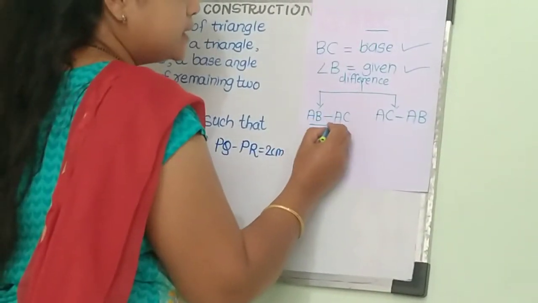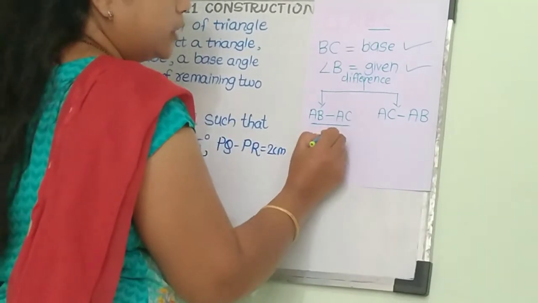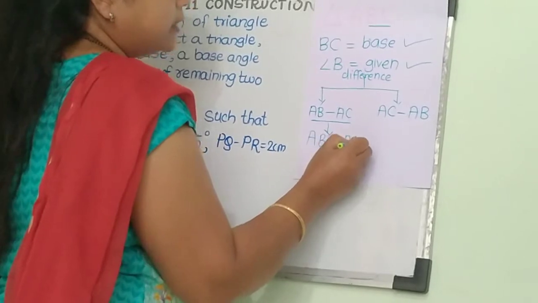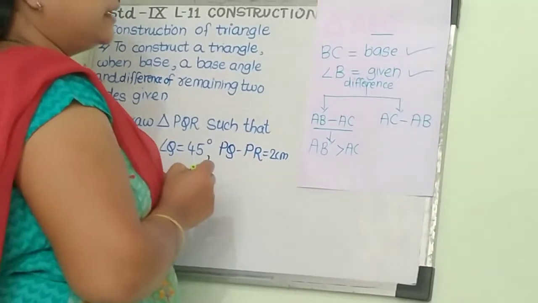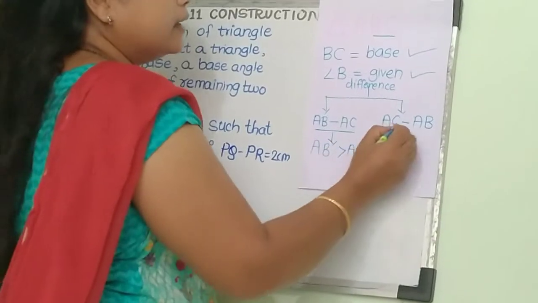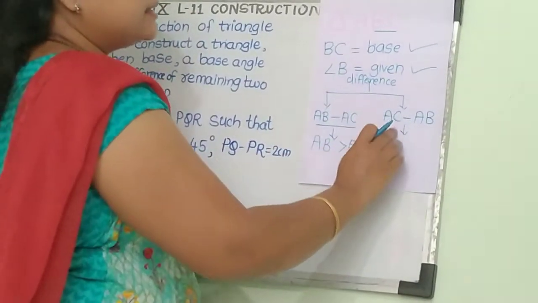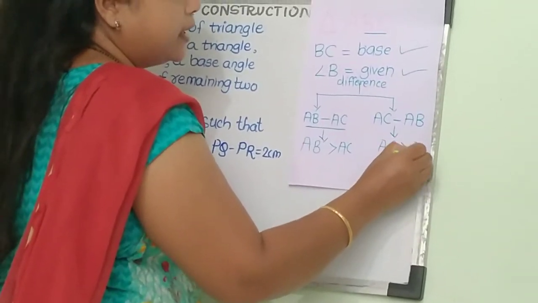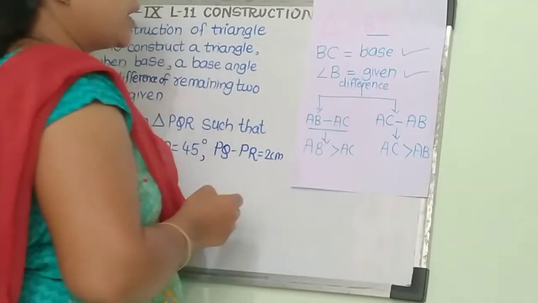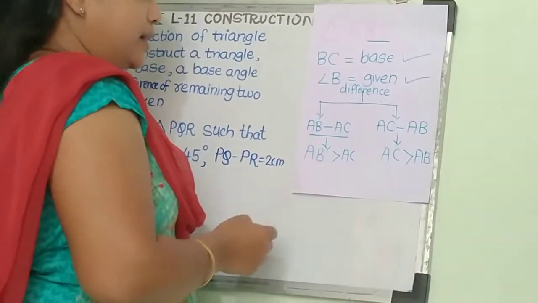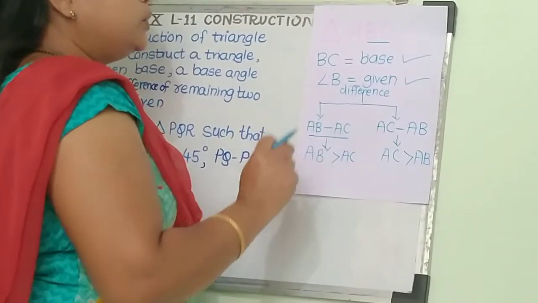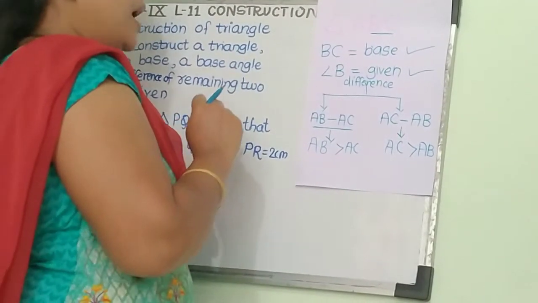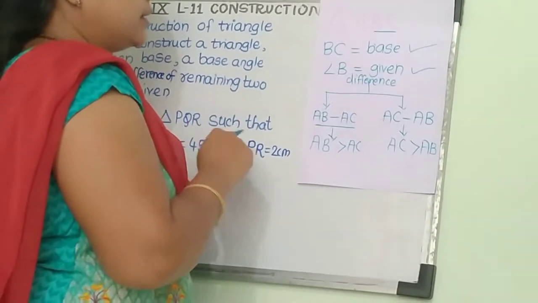If the difference given is AB minus AC, we get AB is greater than AC. And if we have given AC minus AB, it means AC is greater than AB. So these two possibilities are there, and here we get two different types of construction. So how to draw this construction now?